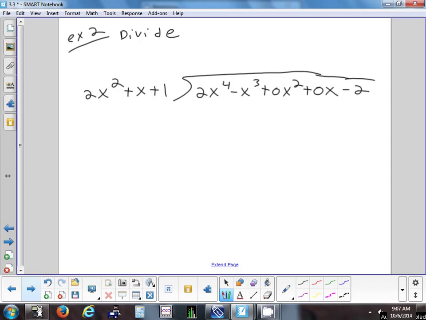Okay, let's try this one. This time you were missing a couple terms. I've already filled them in for you. So you have your x to the fourth, x cubed, x squared, x, and the constant. Anyone think they can tell me what the first step is here?